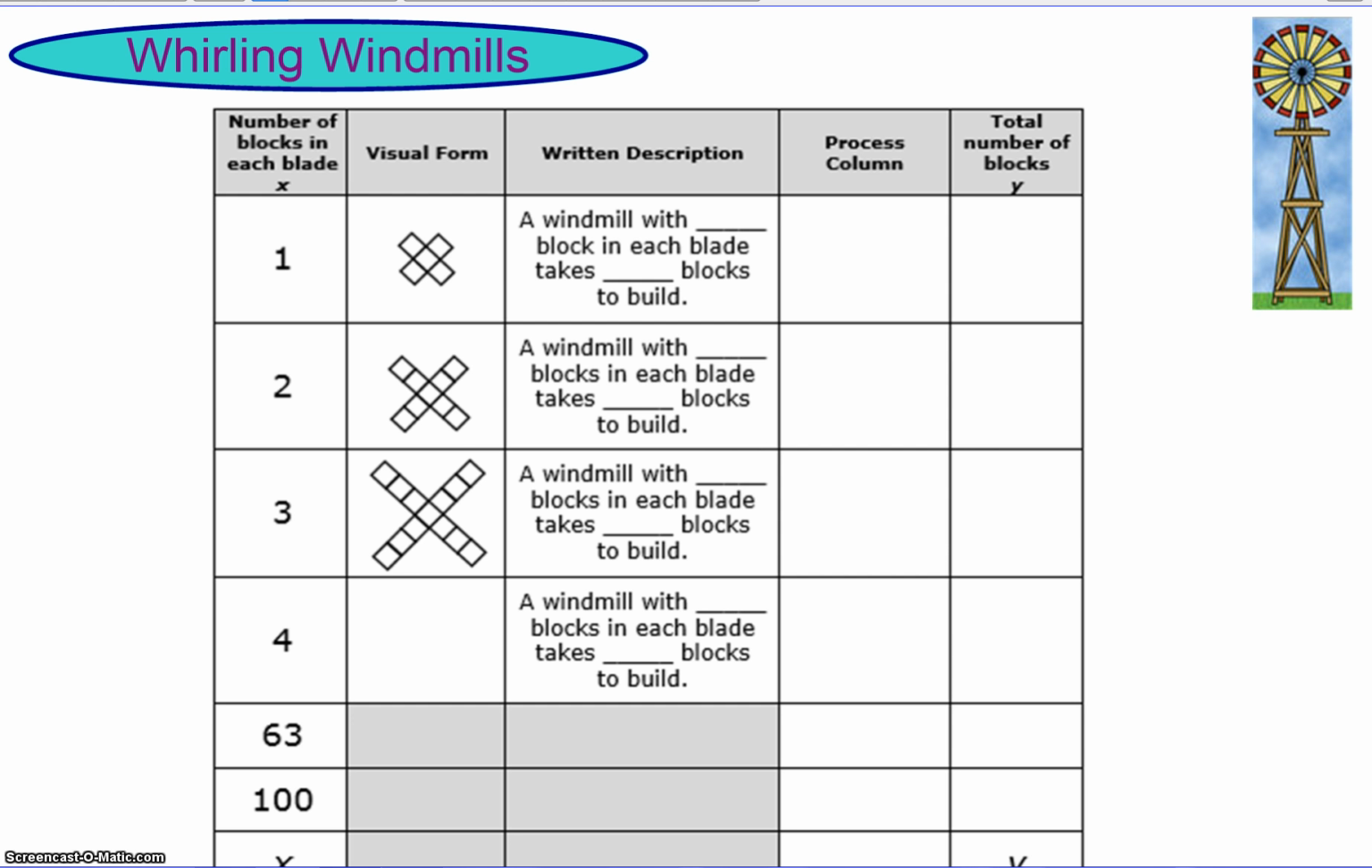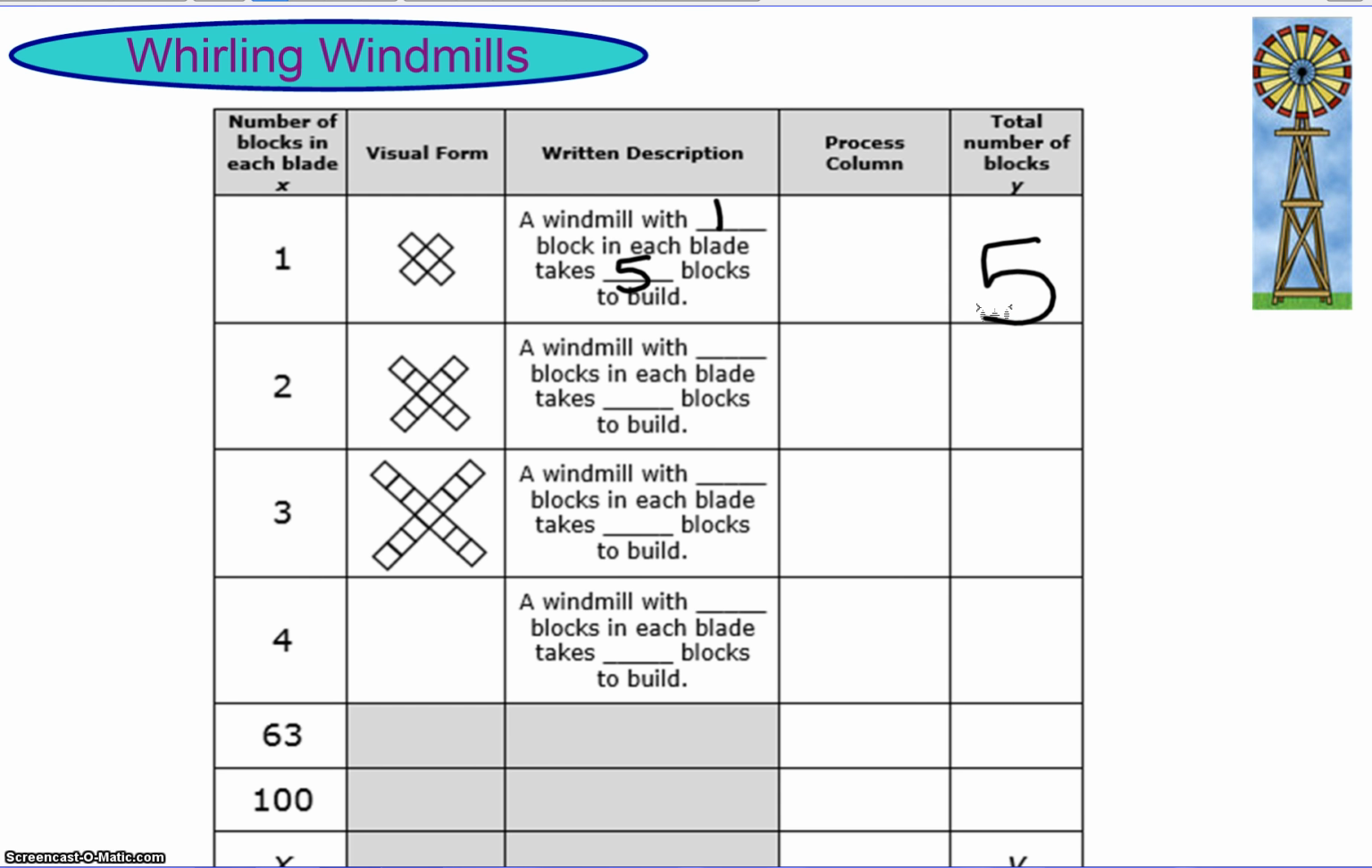So, look at whirling windmills. The number of blocks in each blade is 1. Here's your visual form, your written description. A windmill with 1 block in each blade takes how many blocks to build? And the answer is 5. So, total number of blocks is 5. Go down. We'll come to the process column in just a minute.